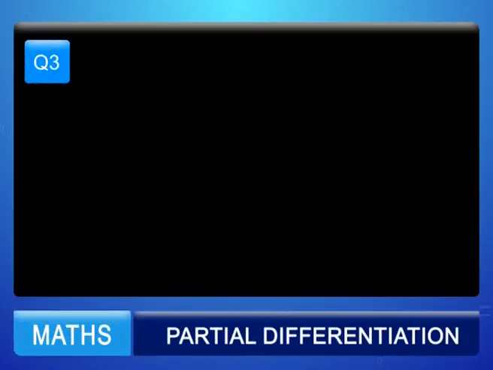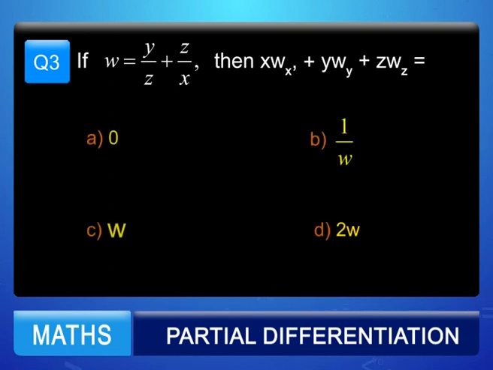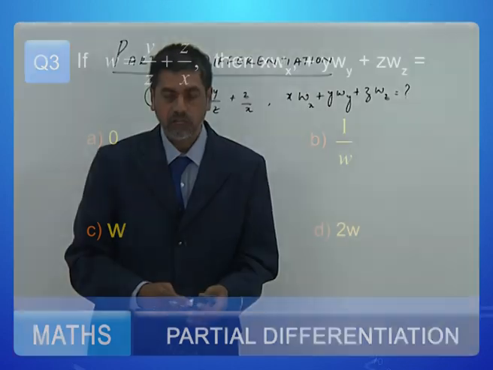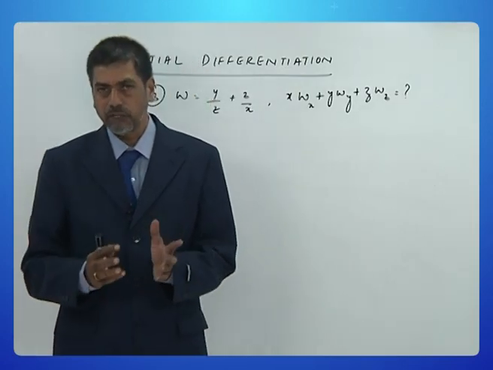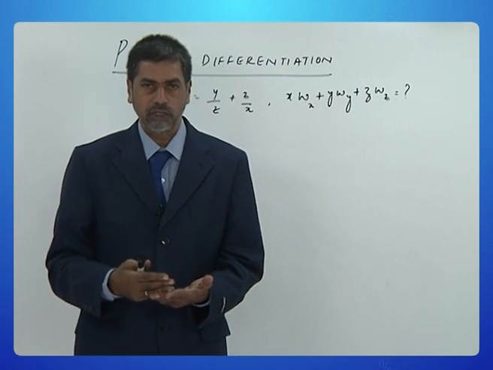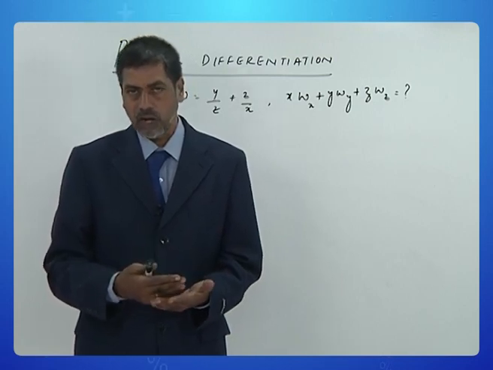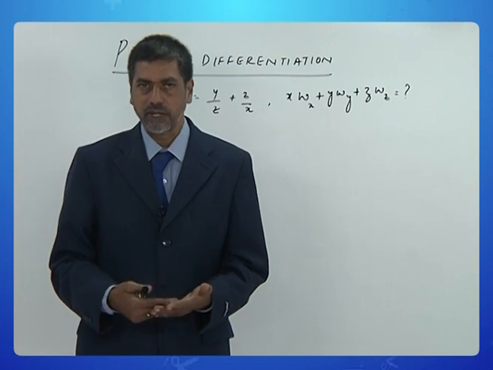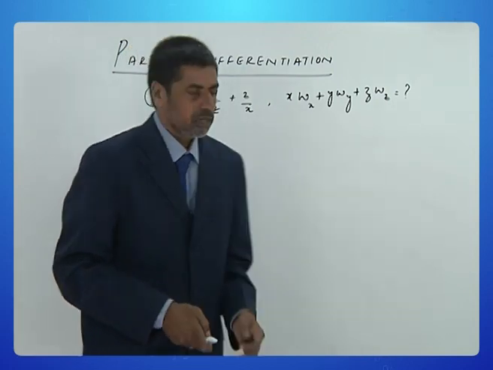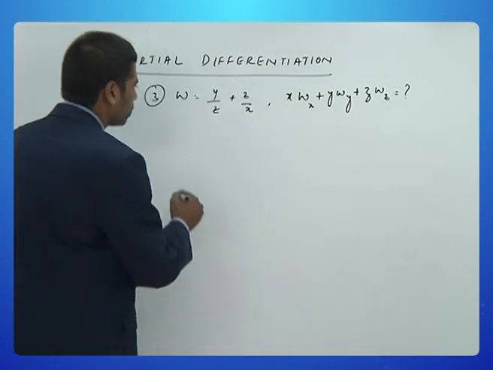We have a third question in which w is equal to y by z plus z by x. The requirement is the output of x wx plus y wy plus z wz. Now for students who have done partial differentiation early on, this can be done directly or by using this famous Euler's theorem. I will give you both, but first let me show you the direct way of doing this problem. Now let us start with wx.